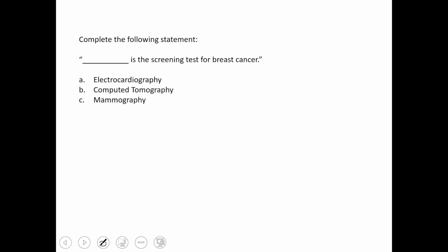So the next question is to complete the following statement: what is the primary screening test of breast cancer? What is the technique called? So it is mammography, I think.